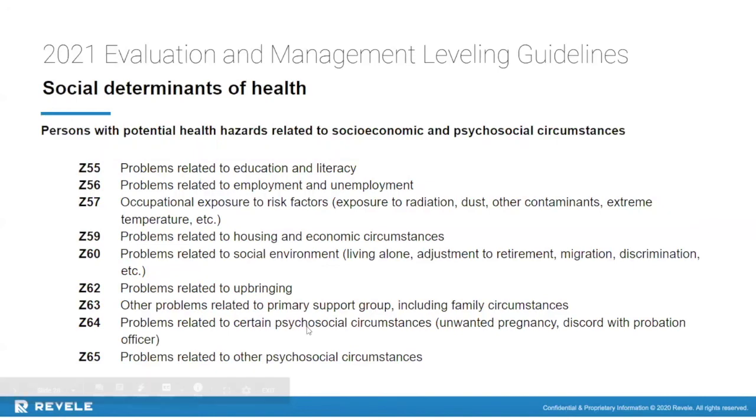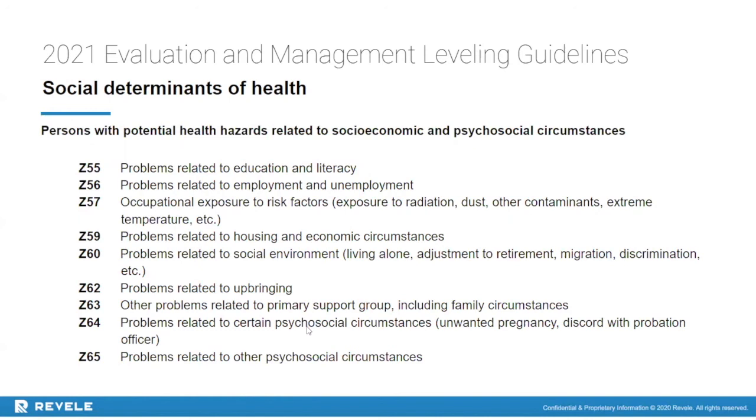Z55 for problems related to education and literacy. Z56, problems related to employment and unemployment. Z57 is occupational exposure to risk factors such as exposure to radiation, dust, and other contaminants, extreme temperature. Z59 is problems related to housing and economic circumstances. Z60, problems related to social environment, such as living alone, adjustment to retirement, migration, discrimination.